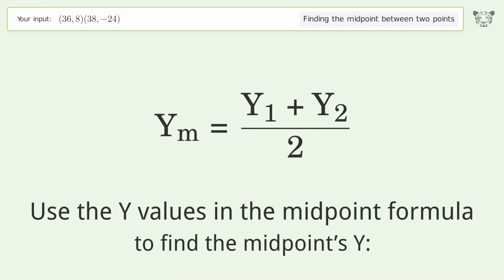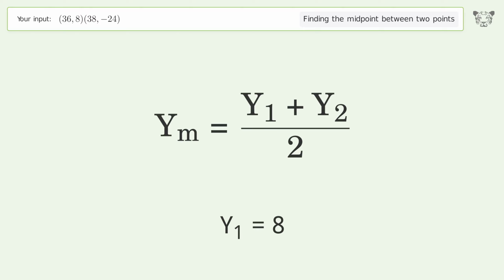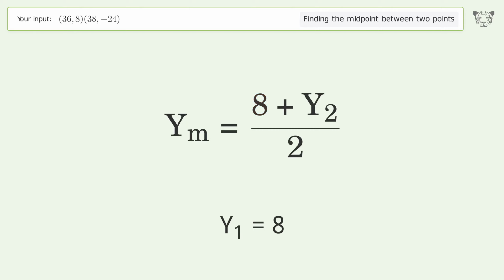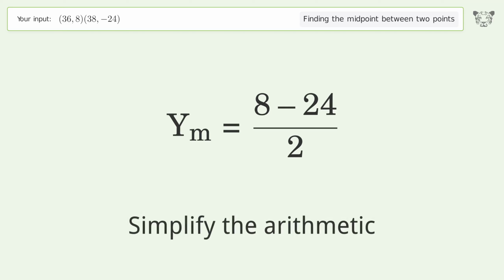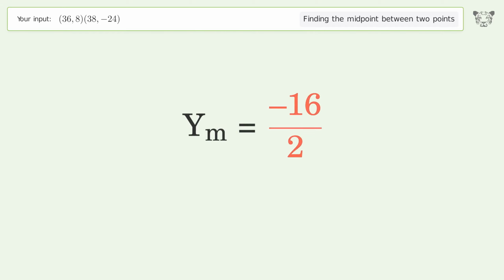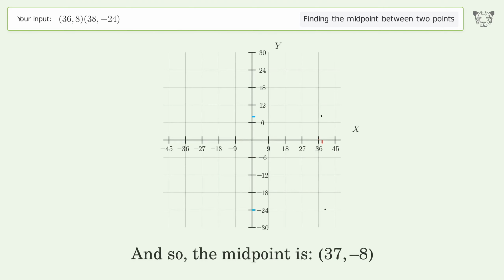Use the y values in the midpoint formula to find the midpoint's y. y1 equals 8. y2 equals -24. Simplify the arithmetic. And so, the midpoint is 37, -8.